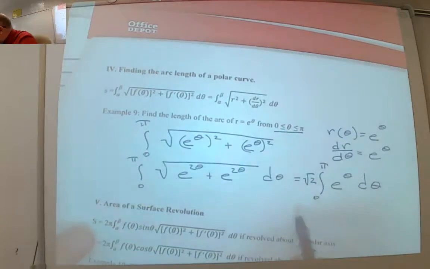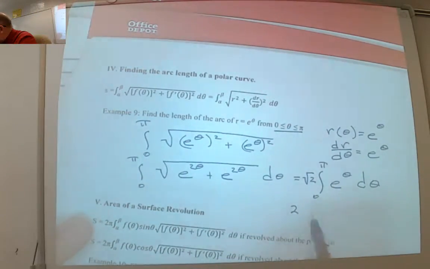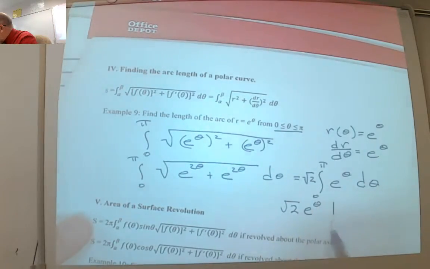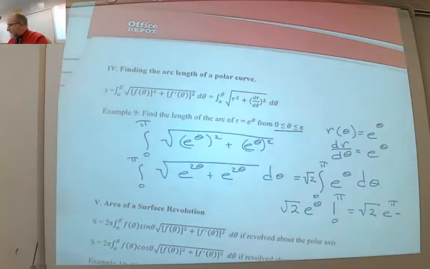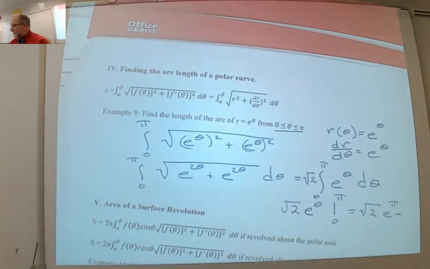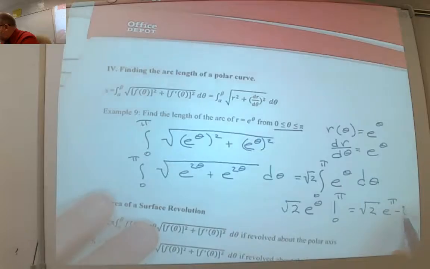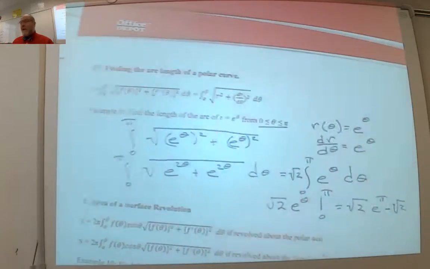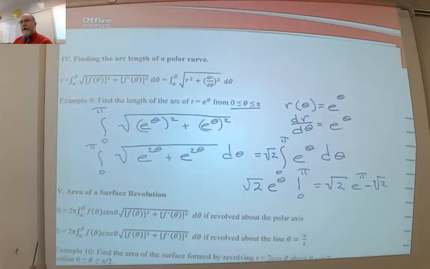So I have the square root of 2 e to the theta evaluated from 0 to pi. And I get square root of 2 e to the pi minus what? Square root of 2. And you're done. I like that problem a lot. That would be one where I would have you not use your calculator.